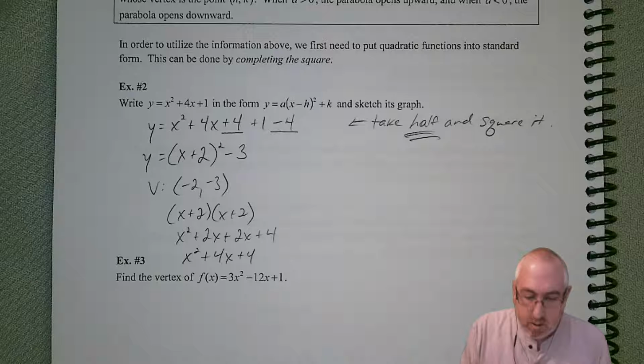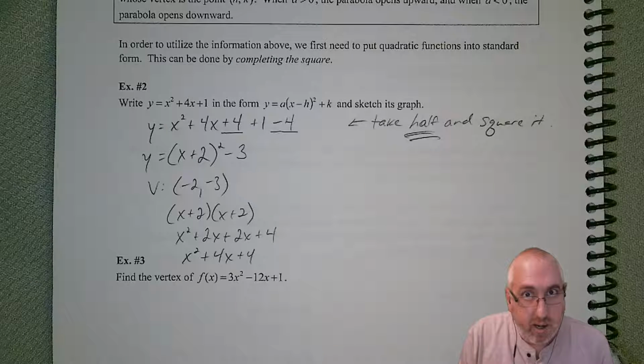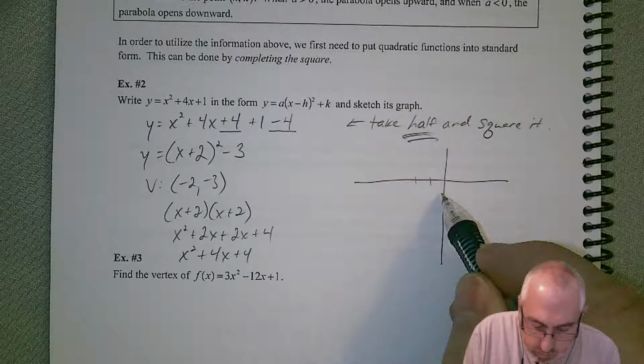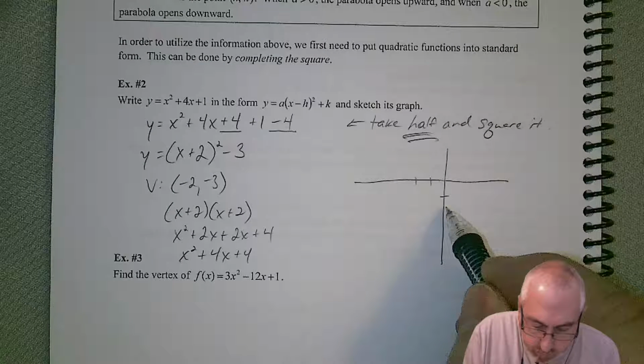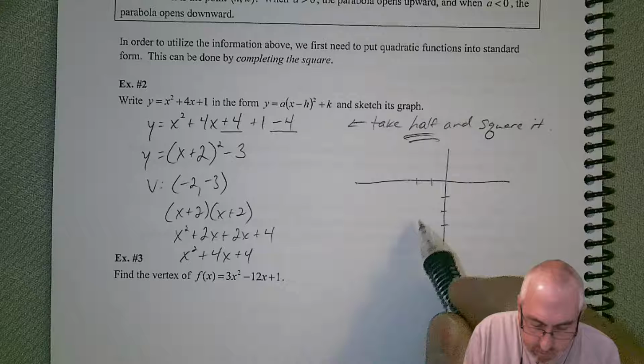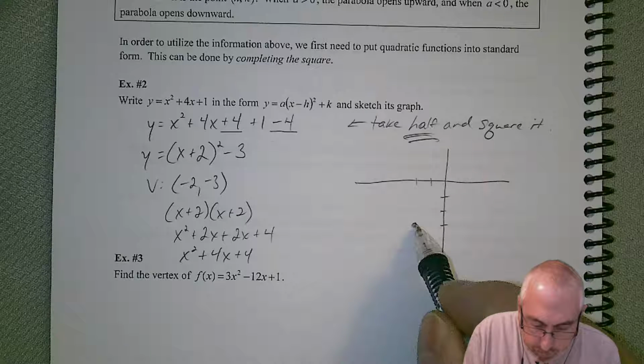So again, this is just a rough sketch. We're not going to get too crazy detailed. But because it's in the third quadrant, let's focus our graph on the third quadrant. So 1, 2, 1, 2, 3. So boom, there should be our vertex.